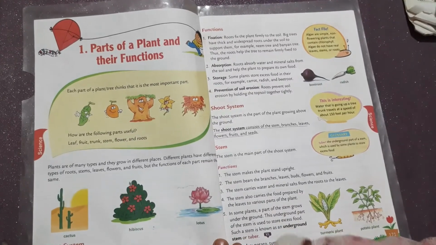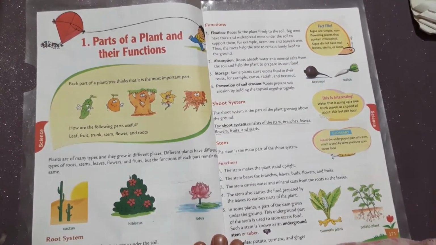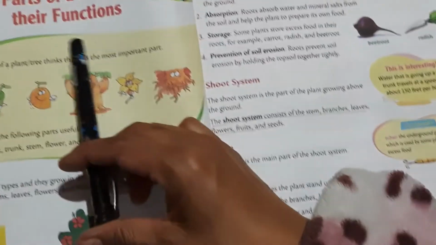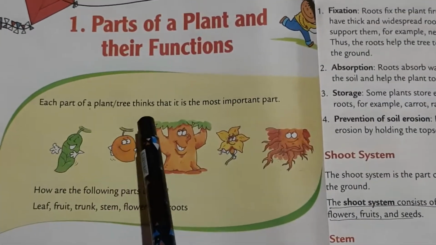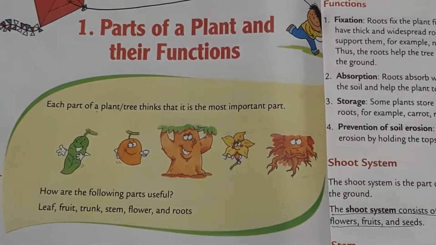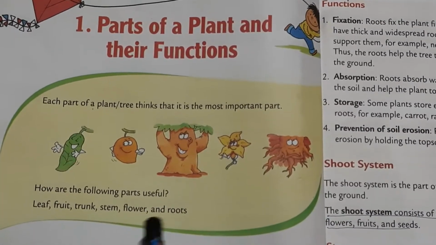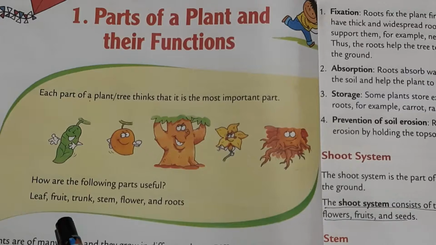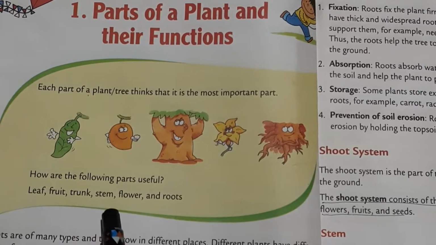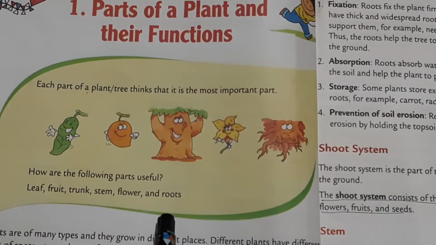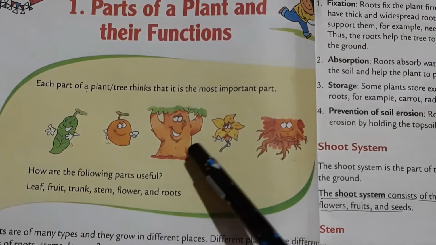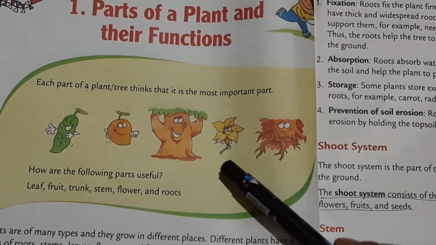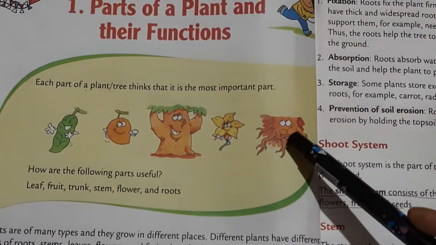Hello children, now we shall be doing Science Lesson 1, Parts of a Plant and their Functions. Each part of a plant or tree thinks it is the most important part. How are the following parts useful? Leaf, fruit, trunk, stem, flower and roots. This one is a leaf, fruit, trunk, this is the stem, and flowers, and these are the roots.